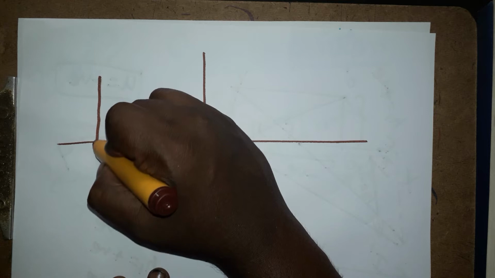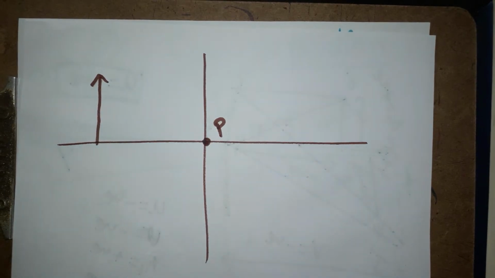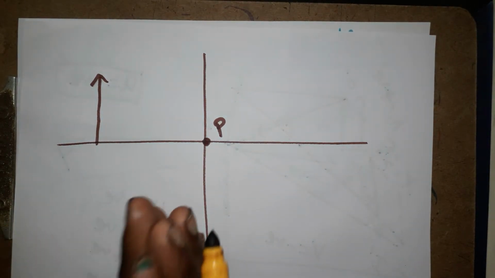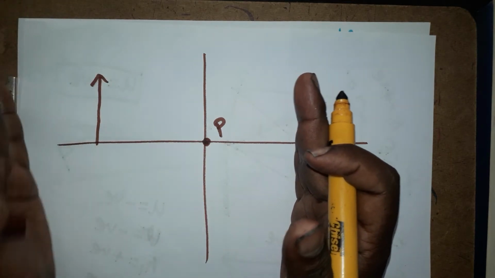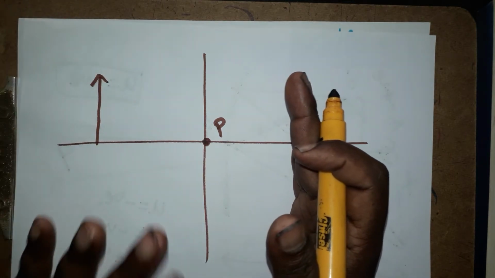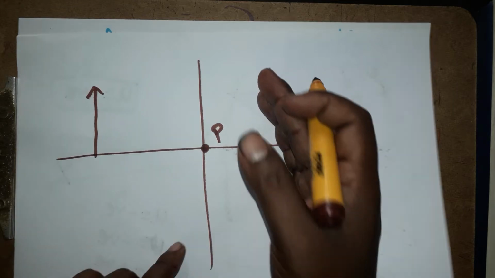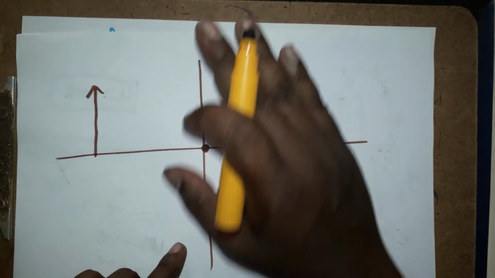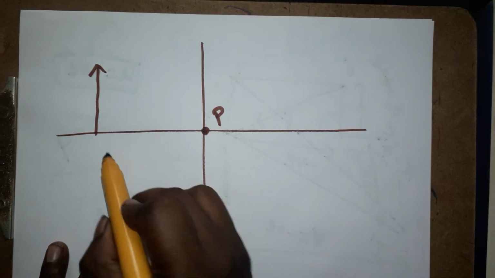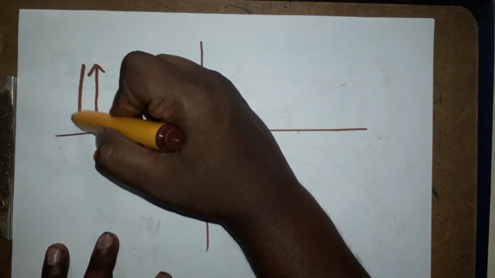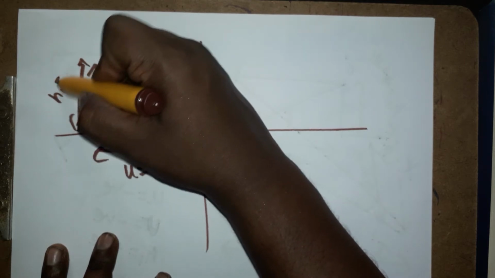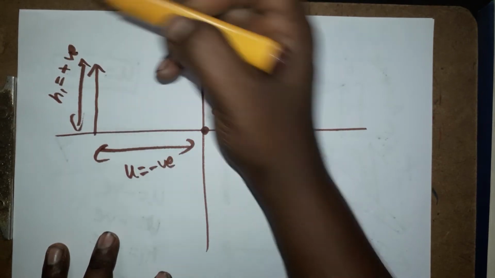I placed the object here. One of the conditions in sign convention is that you should always place the object on the left side. It is a fixed one, always. You can't place it at any other position. Always this position is fixed. So that means the u distance will always be negative, and the height, the object height, is going to be positive here.